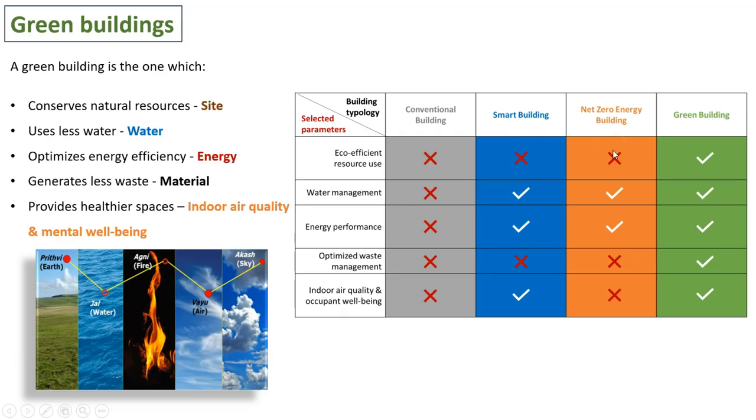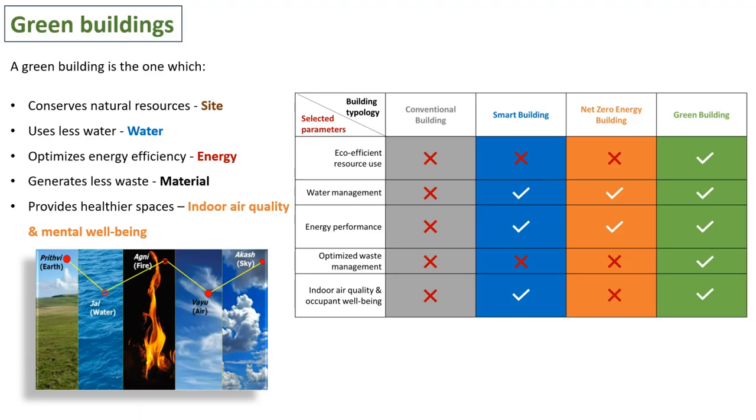Then if you think about net zero energy building, or net zero carbon building, or net zero water building, or net zero waste building, they are specifically focusing on any one or two of the elements, right? So if you see net zero energy, they may focus on water management and energy performance. That's all. They don't focus on the material resources, waste management, nothing, right? But on the other hand, if you see the green building, they address all of these parameters.